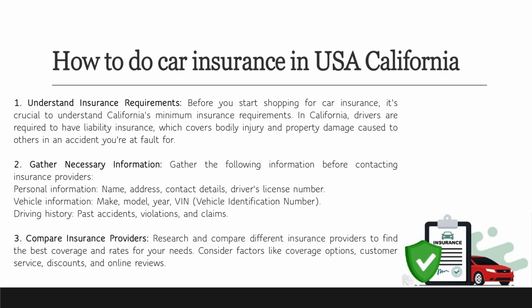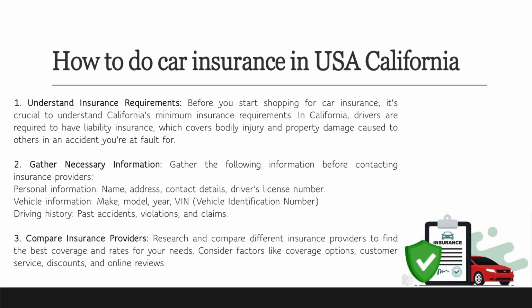6. Provide necessary documentation. Once you've chosen an insurance provider and coverage, you'll need to provide certain documents: vehicle information, proof of ownership, and vehicle details. Driver's license. A valid driver's license is required. Proof of address. A utility bill or other document confirming your address. Payment. Pay the initial premium to activate your coverage.